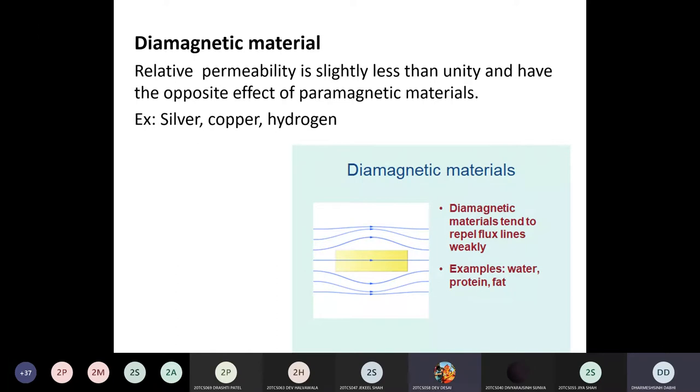How does the alignment of field change according to the material? That is a property of the material. See, this is a diamagnetic material, like silver, copper or hydrogen. In that, flux cannot pass through it easily. Clear? So the flux lines move away from this material, and you can see that a very small number of lines are passing through it. So that's why the alignment changes. That is a property of the material.